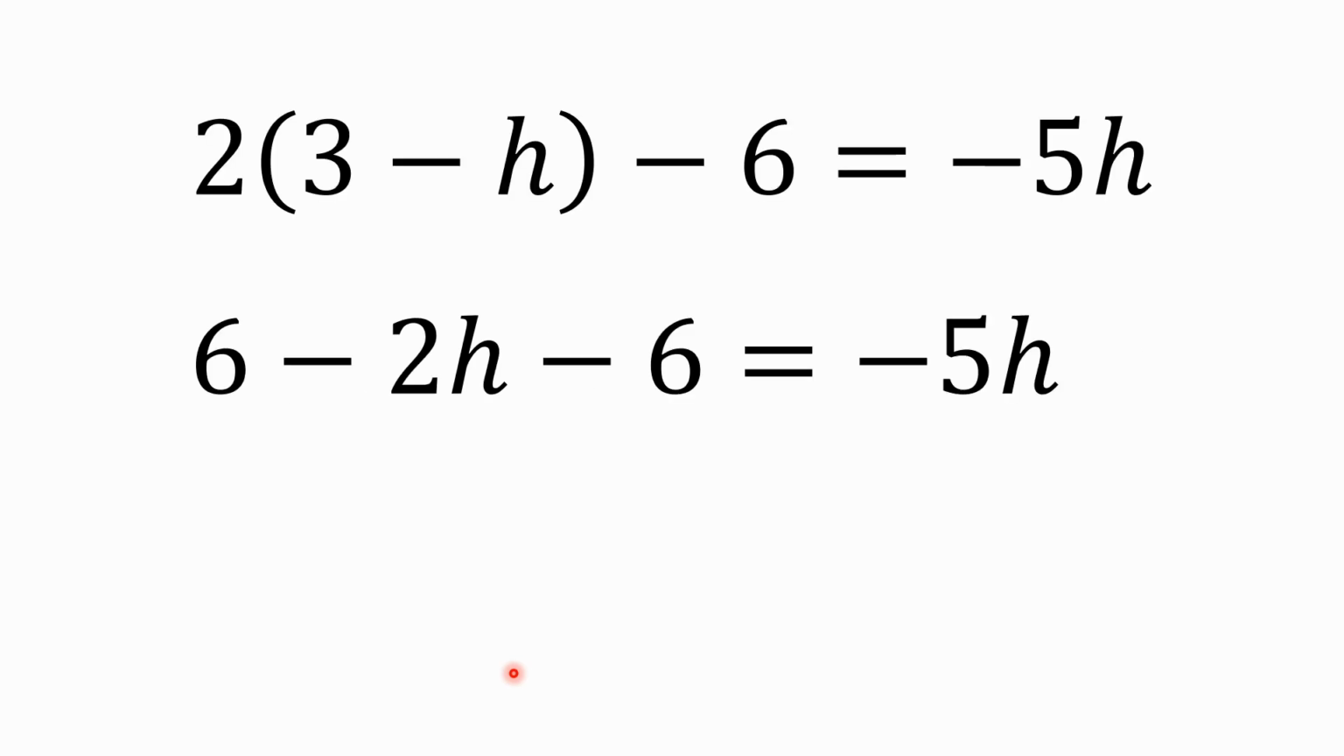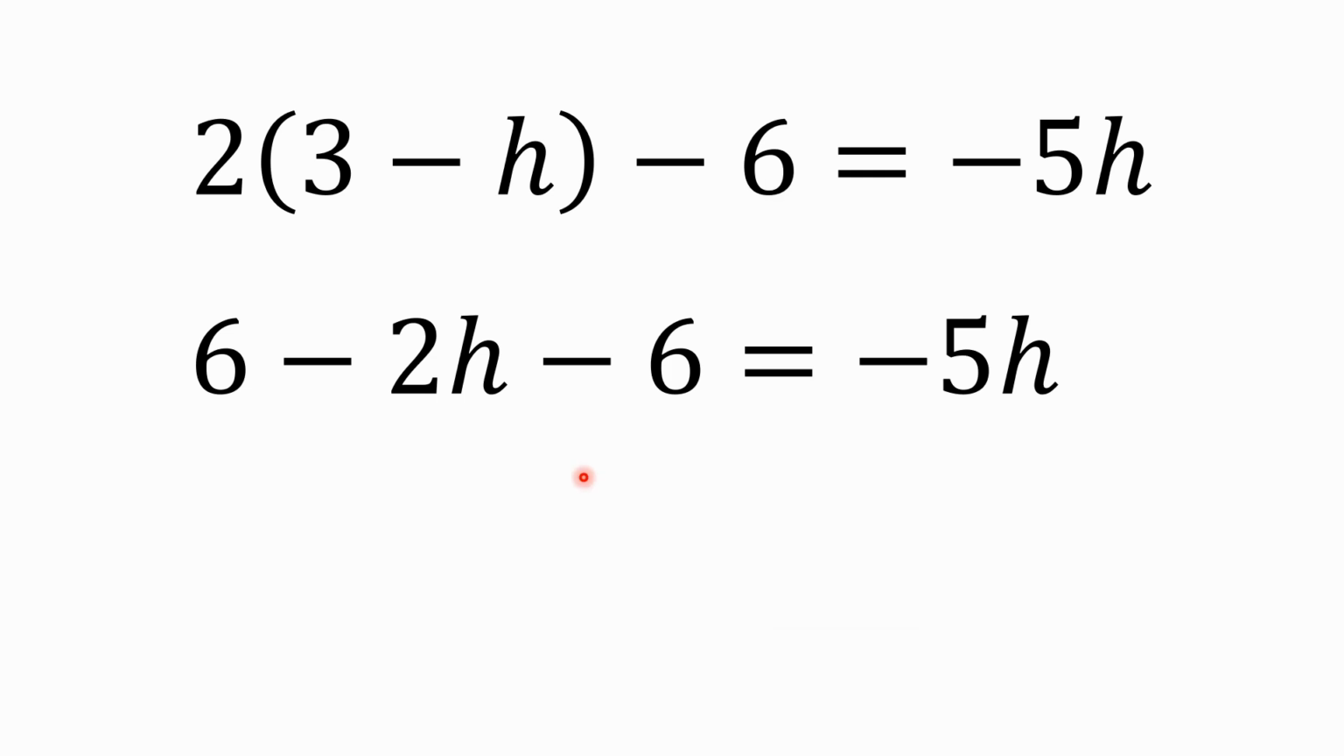So what we can do here is first we can multiply. This is 2 times the quantity of 3 minus h, right? So that's the same thing as taking 2 times 3, which gives us 6. 2 times h is 2h, but there's a minus sign here, so this is 6 minus 2h. So this becomes this. Then we're still subtracting this 6 and saying this is equal to negative 5h.